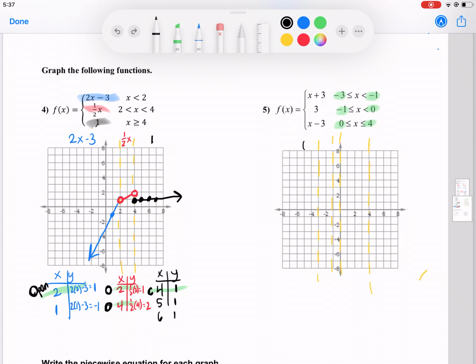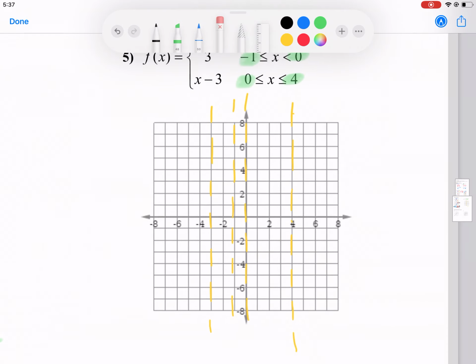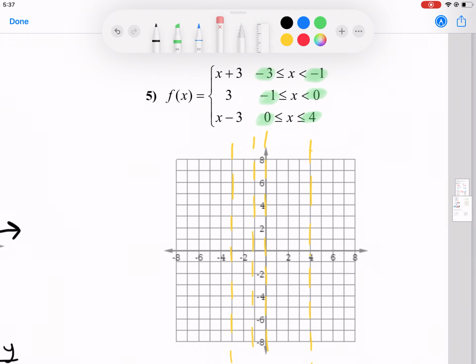We only have 3 equations. So that means 2 of those sections won't have an equation. So we got to be careful about where it goes. I'm going to zoom in. Well, let's do it just one at a time.